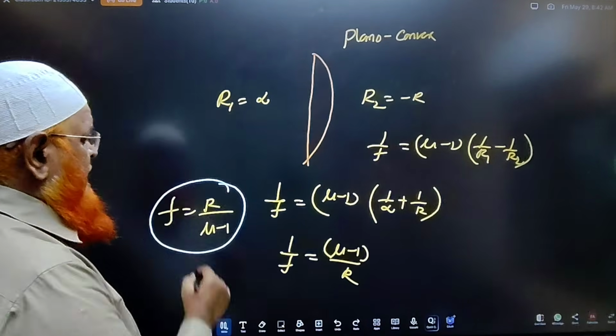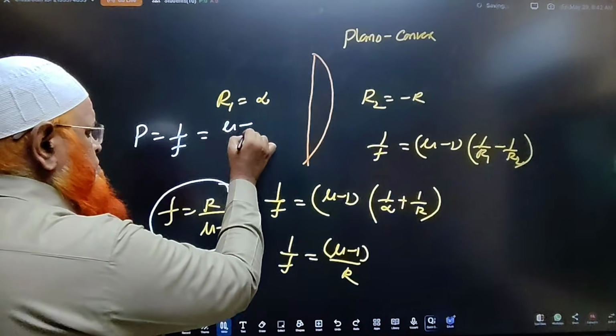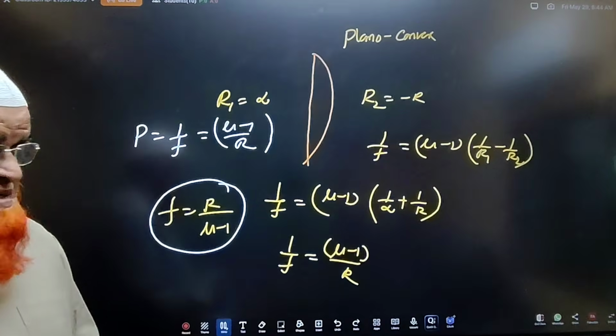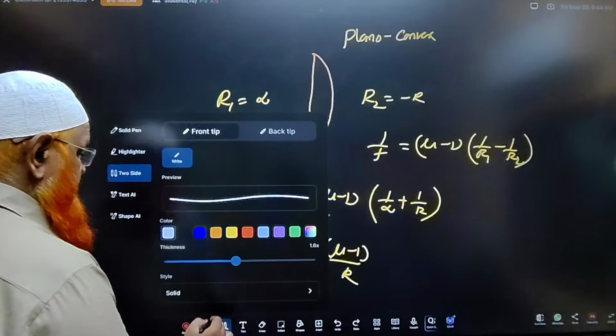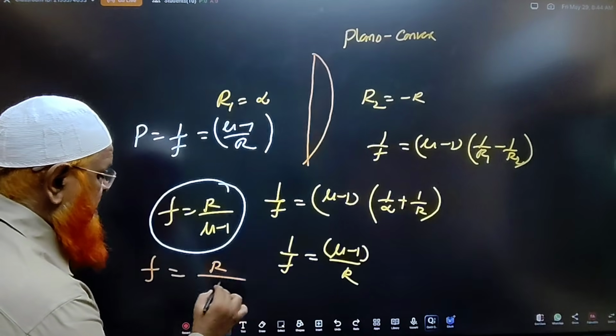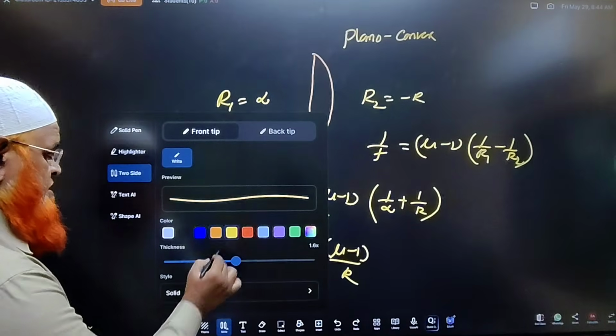Is it okay? And the power of the lens is nothing but the reciprocal of focal length, which is nothing but (mu minus 1) by R. I think you understood now? Yes? Plano-convex lens. See, what is the formula for the double convex lens? If I compare these two, how will you get it? See, f is equal to R by 2 into (mu minus 1) is going to be for the double convex lens.